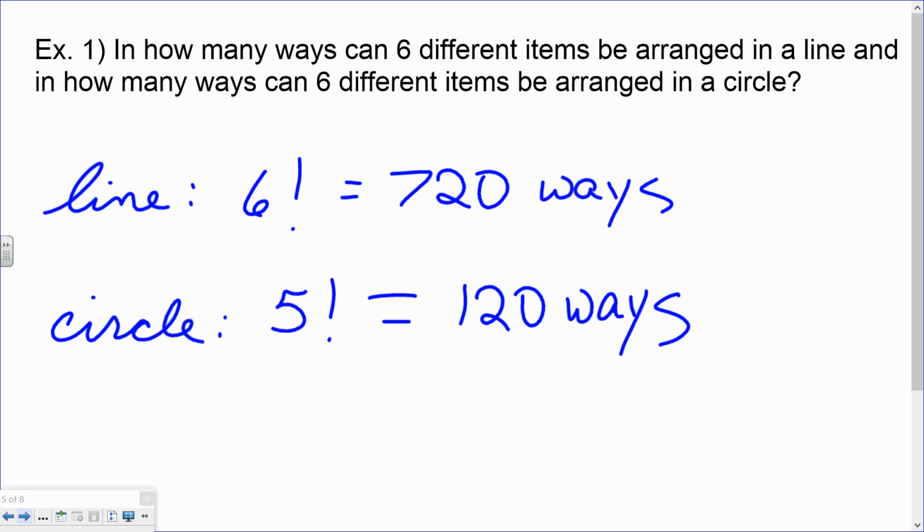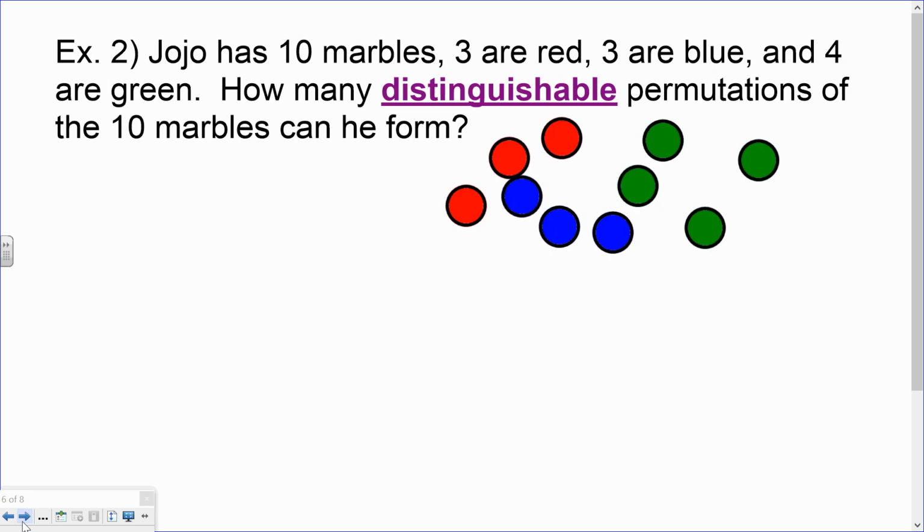Okay, now let's talk about that third formula that we'll go back to in a minute. Distinguishable permutations. We're going to talk about those when we're arranging a group of things or a group of people, and some of them look just exactly alike. So in this case, all of my red marbles look just exactly alike. I can't tell them apart unless I take a marker and start putting numbers on them or something.